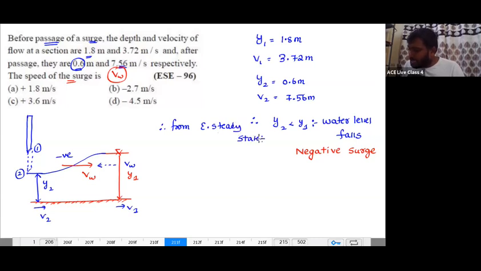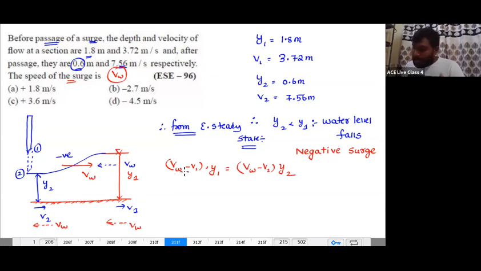the analysis is going to be the same, but it is going to be quite complex while you are using the momentum principle. So that's the reason why I have given you the V2 also. Now, from the equivalent steady state, this is VW. So what is the net velocity over here? VW minus V1 into Y1 is equal to VW minus V2 into Y2.